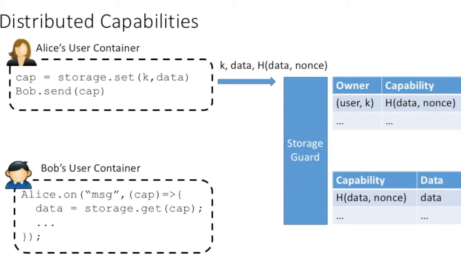So when Alice wants to actually store this data on the database, the storage guard is going to store two tables on the database. One that maps the owner to the capability, and the second that maps the capability to the data itself.